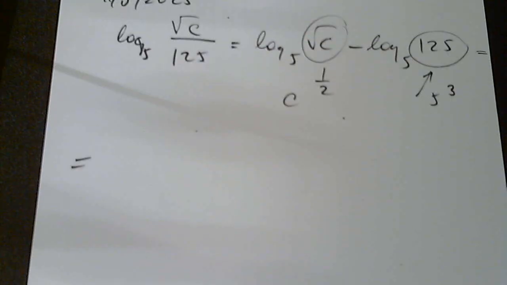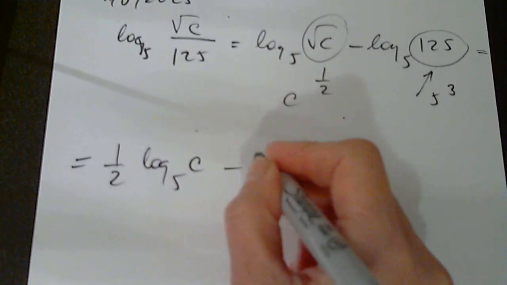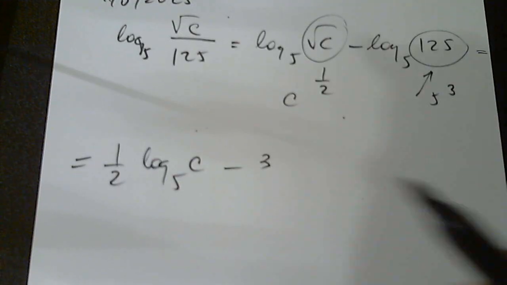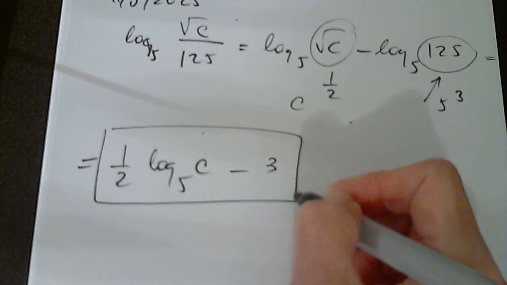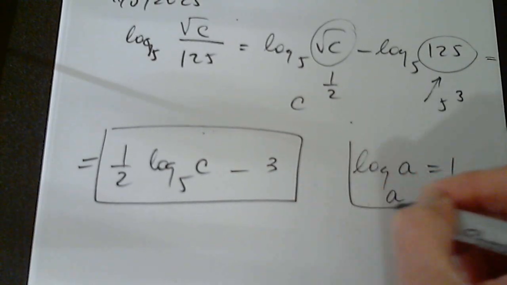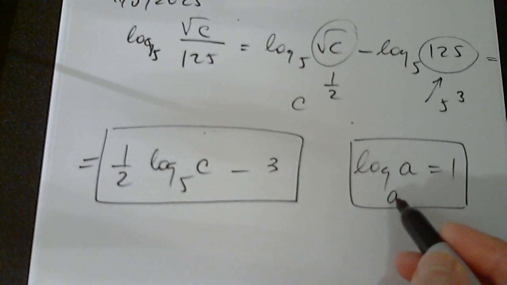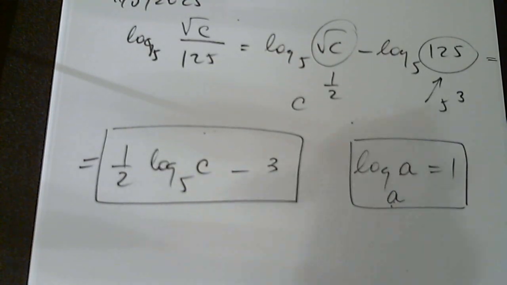And that's it. There's nothing else to it. Log base 5 of c minus 3, because log base 5 of 5 is 1. Log base a of a is 1. As long as these numbers are the same, a raised to the first power is a.